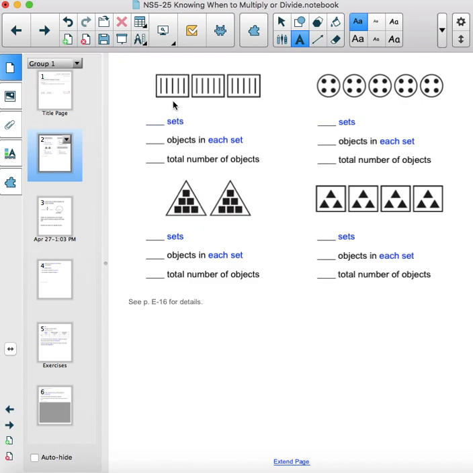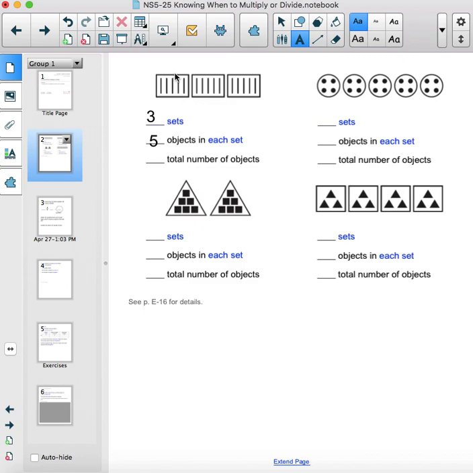So if we count them, we can see there's 1, 2, 3. So I'm going to type that in here. I have 3 sets. Now I want to figure out how many objects are in each set. So I'm going to count the objects in our first set, which is 1, 2, 3, 4, 5. And I'm going to write that down here. So I've got 5 in there.